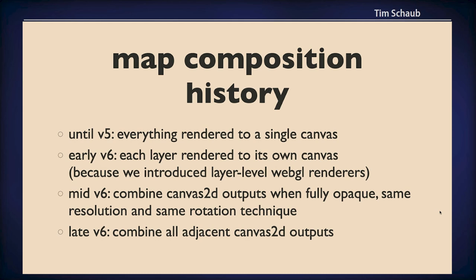This brings me to the history of map composition in OpenLayers until version 5. For those who remember, back then we had a very basic WebGL renderer too, and you had to opt in to either render the whole map in WebGL or with canvas 2D, and everything was rendered to a single canvas. In version 6, we split that up and created the WebGL points layer. To support that and to make it easy to support custom renderers, we decided to render each layer to its own canvas. Then, as we progressed with version 6, we started an effort to combine canvas 2D outputs again when they were fully opaque, had the same source resolution, and the same rotation technique.